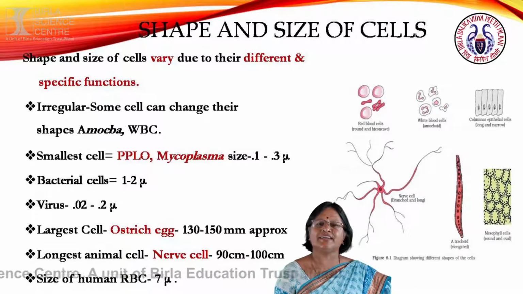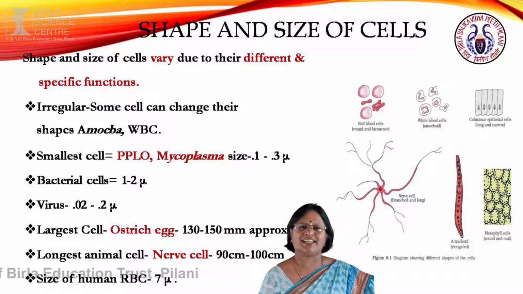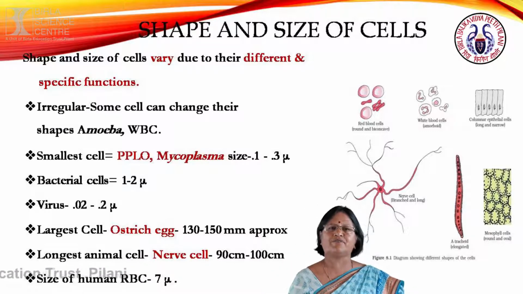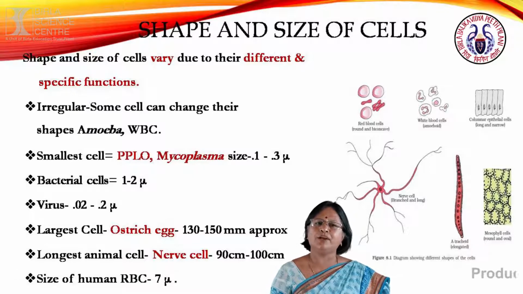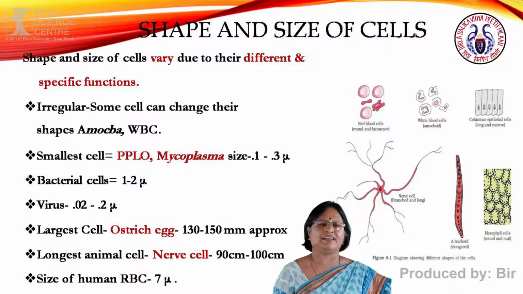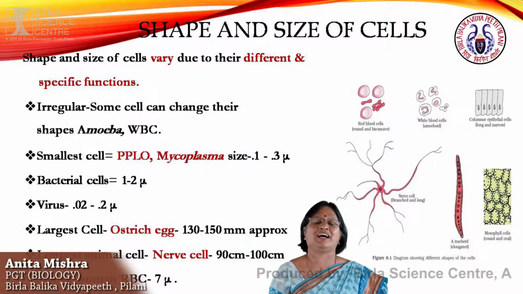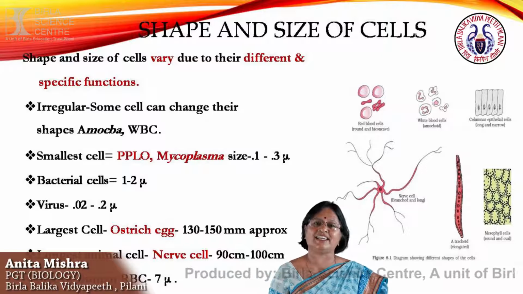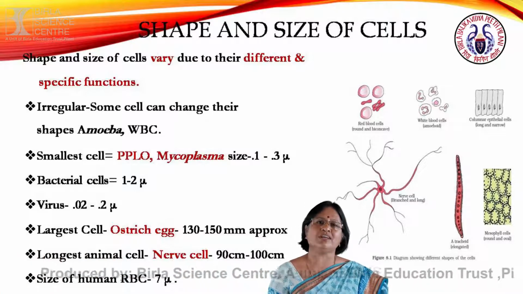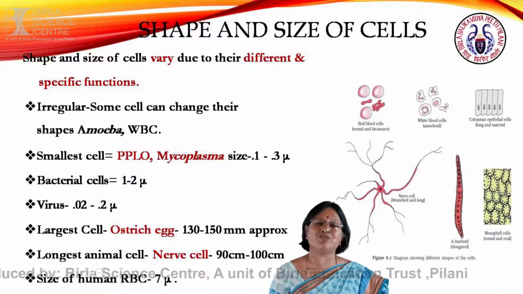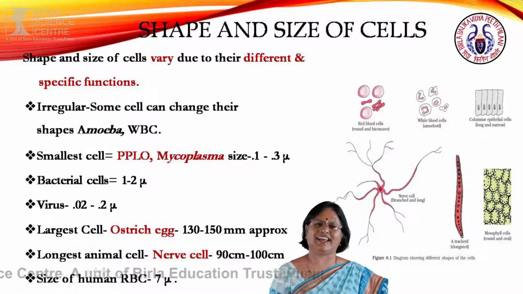And now let's see, depending upon the sizes, how many different types of cells we know, what are the different sizes of different cells. So the smallest cell is pleuropneumonia-like organism, or PPLO, the mycoplasma cell, whose size is just 0.1 to 0.3 microns. Children, you know the size of a micron is 10 to the power minus 6 meters. So such a tiny cell it is.